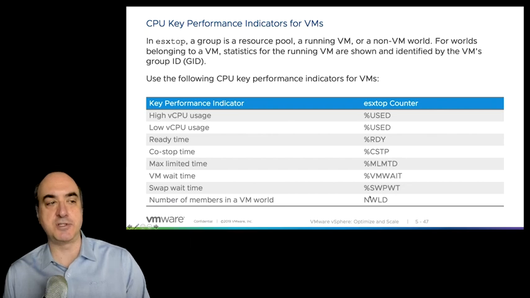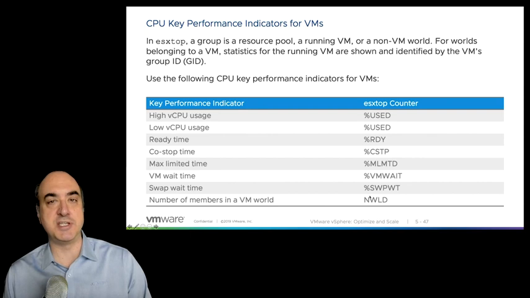You can also look at what's called max limited time, MLMTD. What this displays are the times in which a VM was not able to be scheduled to a CPU because of an administrative limit applied to the VM. So somebody went and applied maybe an unusually low limit, which they shouldn't have done, and the VM is being prevented access to the CPU because of that. So it's not because of contention, but because of an administrative change.